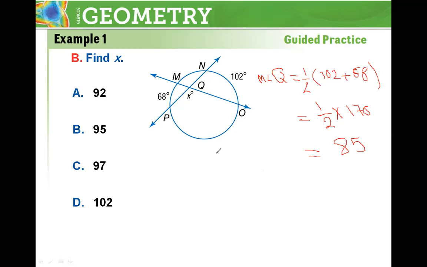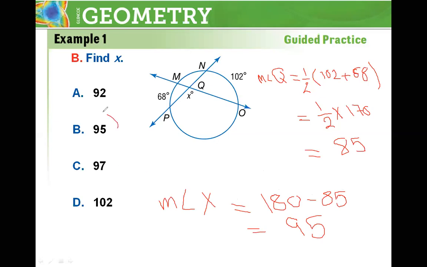We are going to make 180 minus 85. So the measure of angle X equals 180 minus 85, which equals 95, which is letter B. So this is the answer of this problem.